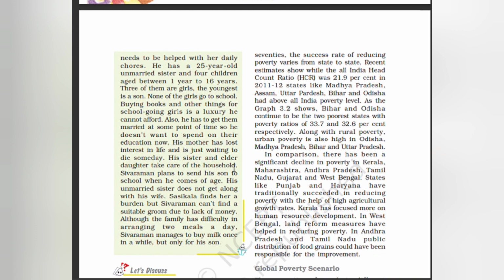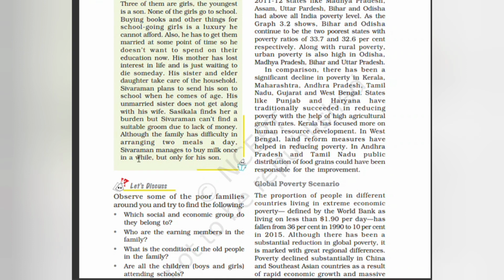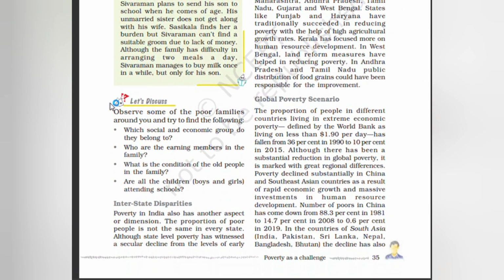His sister, an elder daughter, takes care of the household. Shivaraman plans to send his son to school when he comes of age. His unmarried sister does not get along with his wife Shashigala, finds her a burden, but Shivaraman cannot find a suitable groom due to lack of money. Although the family has difficulty arranging 2 meals a day, Shivaraman manages to buy milk once in a while, but only for his son. Observe some of the poor families around you and try to find the following: which social and economic group they belong to, who are the earning members in the family, what is the condition of the old people in the family, are all the children attending school.